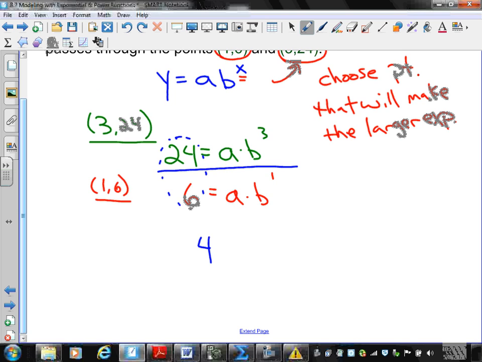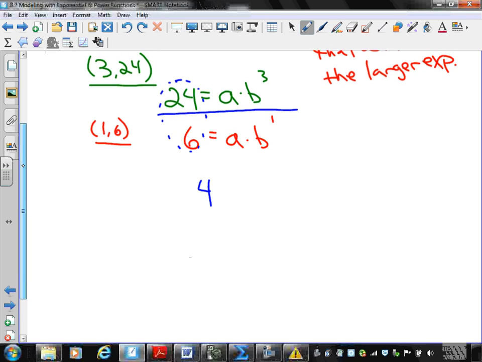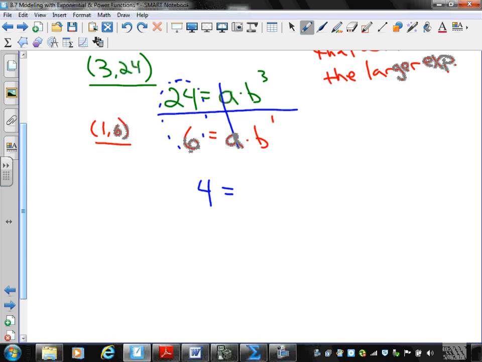Okay, so 24 divided by 6. Okay, what happens with the a's? Well, I have a to the 1 over a to the 1. Those simplify, right? I get just 1. Okay, great. So that's just a 1 out there. Well, you can not write it in if you want to. I'm going to put it out there so you can see it.